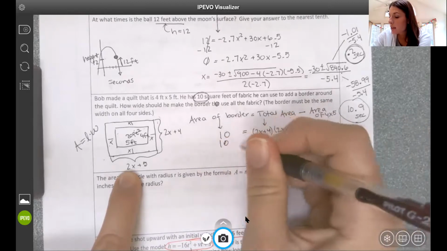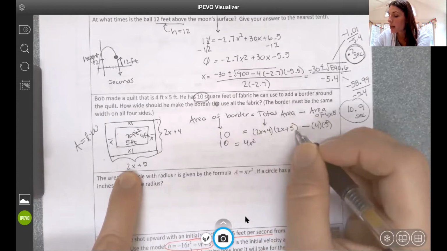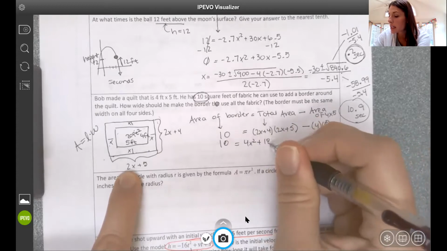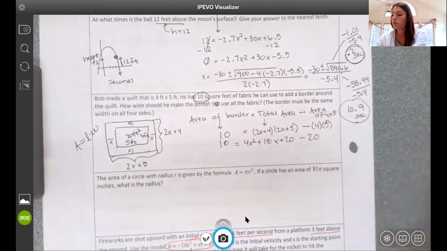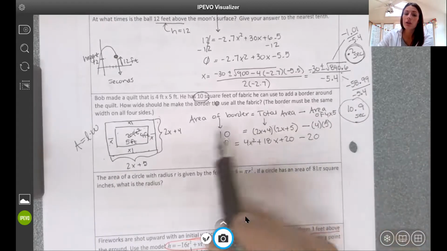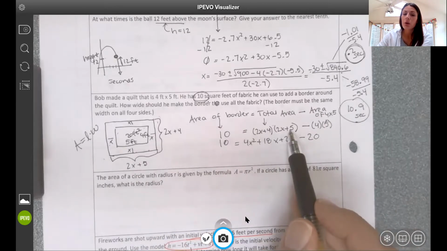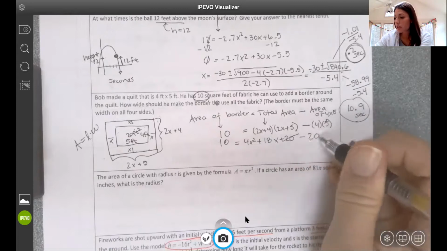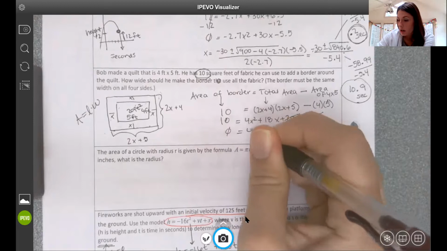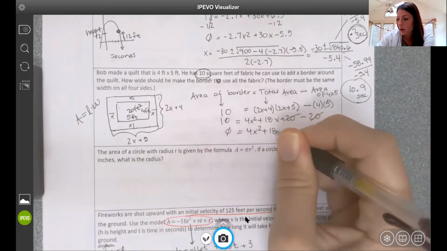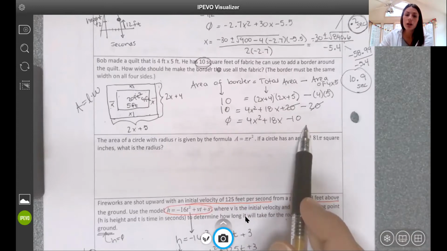Now let's multiply this out, giving me 4x squared plus 10x plus 8, plus 18x plus 20 minus 20. Okay, so I have 20 from the middle and 20 from the 4 times 5 in my polynomial multiplication, so these are going to cancel. Now, in order to solve this, I have to get it set equal to 0, so I subtract the 10 over. And here's my quadratic that I'm going to try to solve.